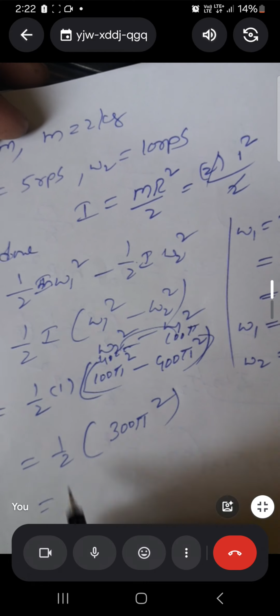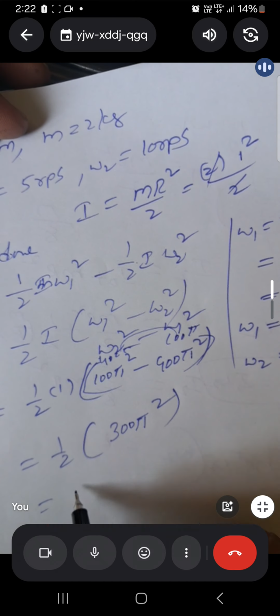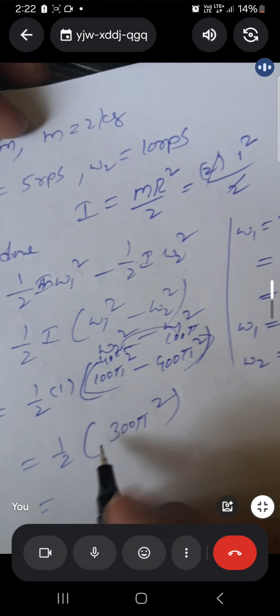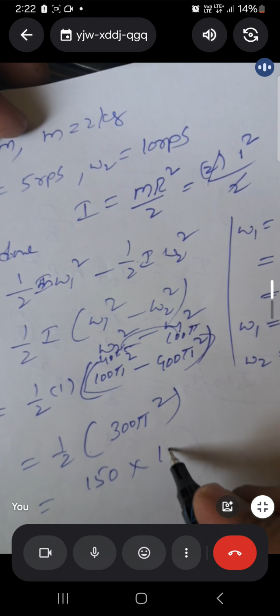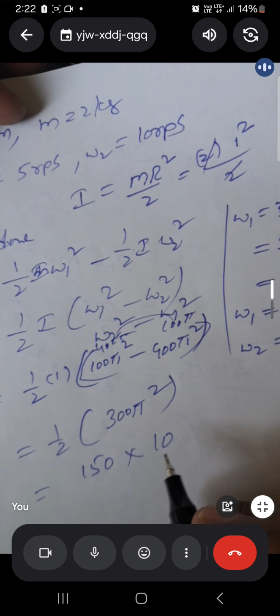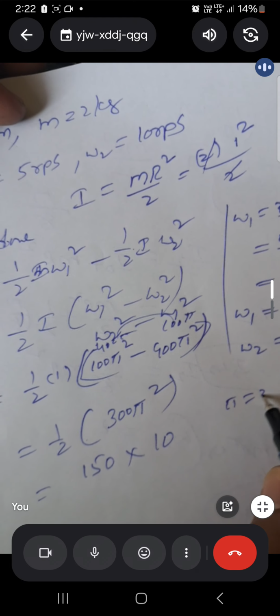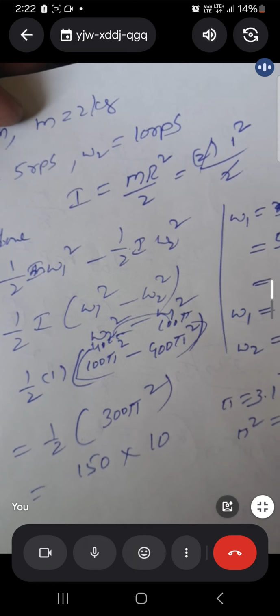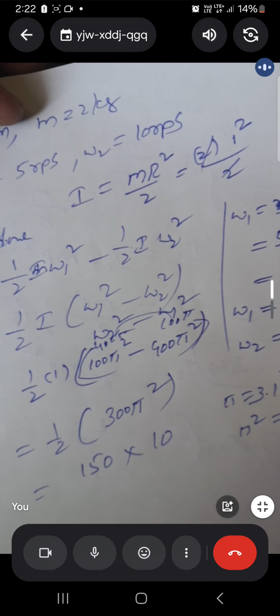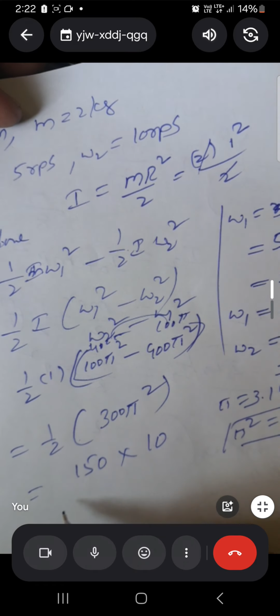What is the possible now? 300 by 2 is 150 pi square. 150 pi square is nothing but 10 approximately. Why? Because pi equal to 3.14. So that means pi square is nothing but 3 3s are 9, so 9 point something. You can take that as 10 approximately. You can get 150.